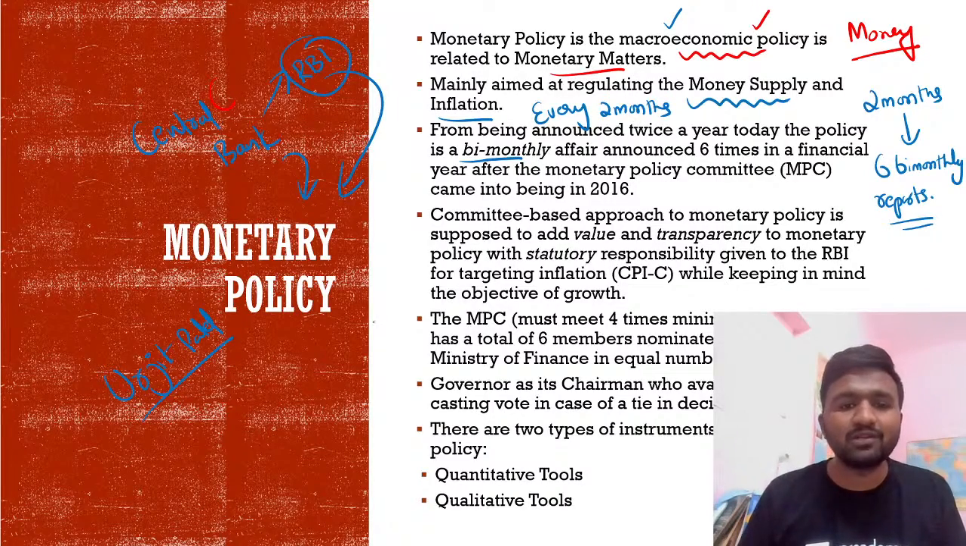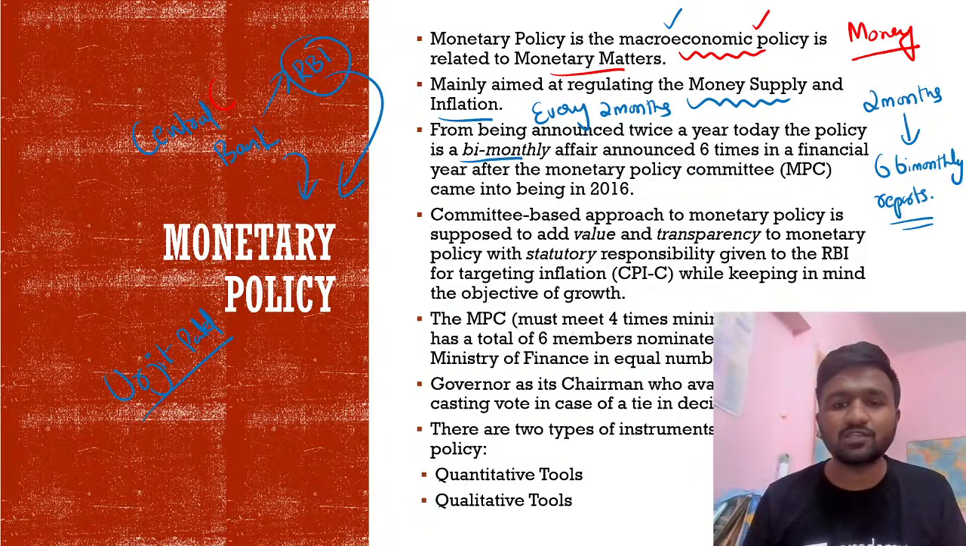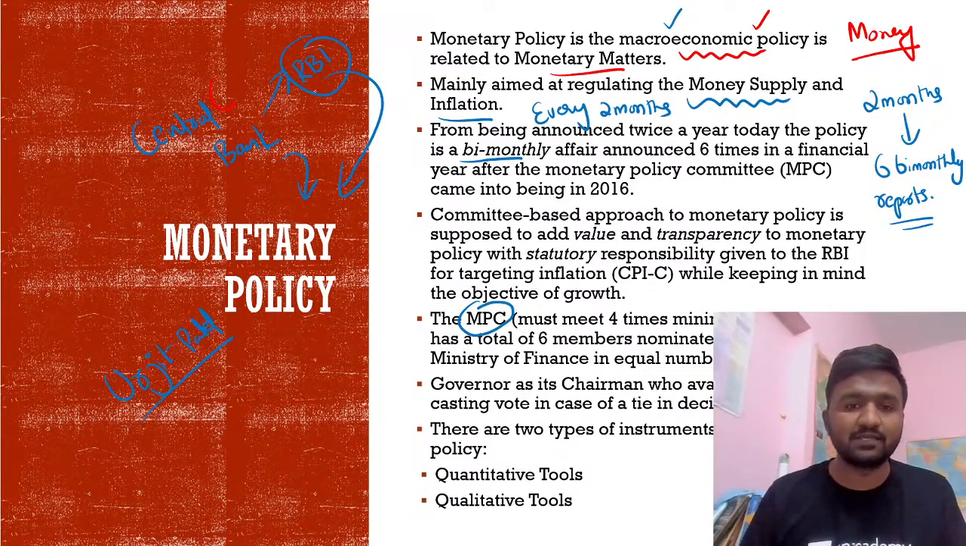Then who will decide all the rates? Who will decide the repo rate? Who will decide the bank rate? Who will decide CRR? Who will decide SLR? The RBI governor himself doesn't decide all this. We have something called the Monetary Policy Committee. See here, MPC, Monetary Policy Committee.